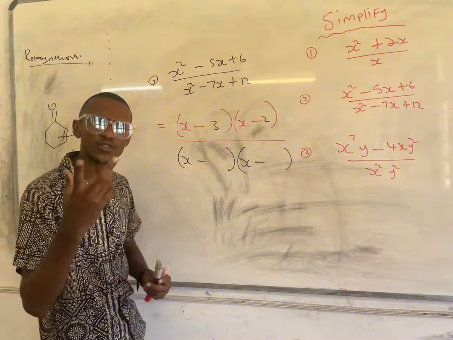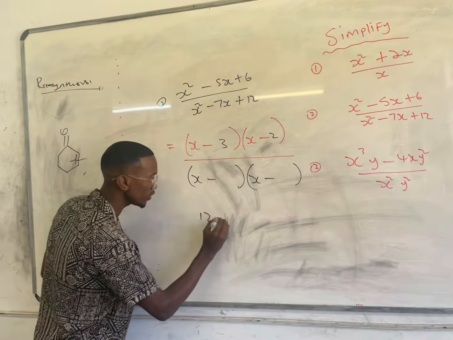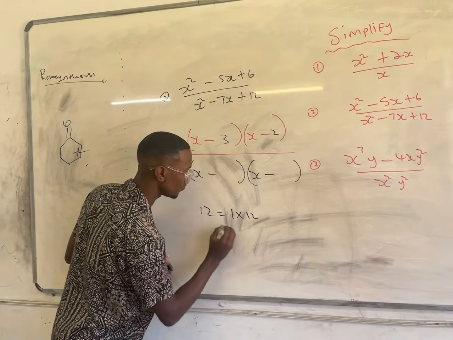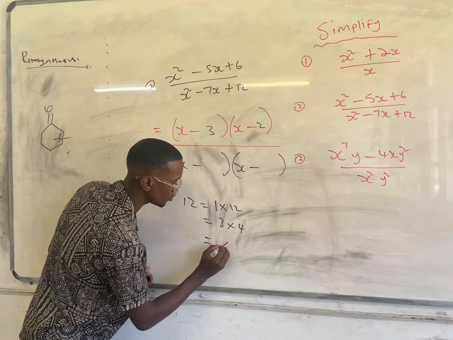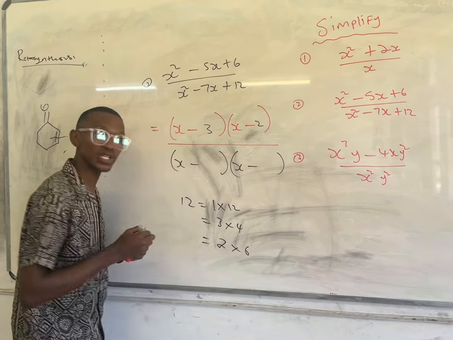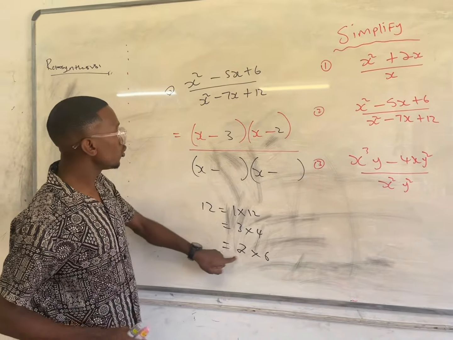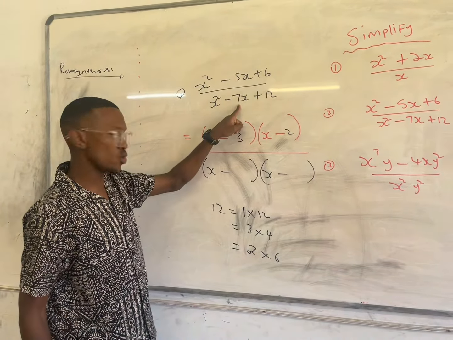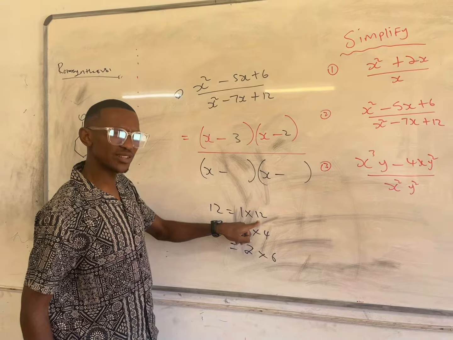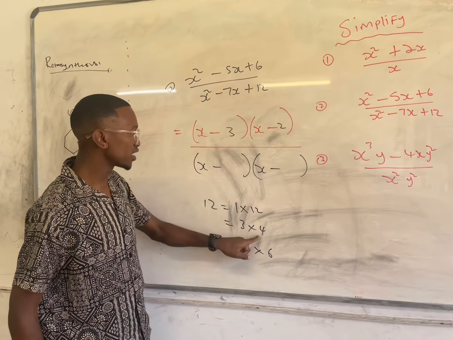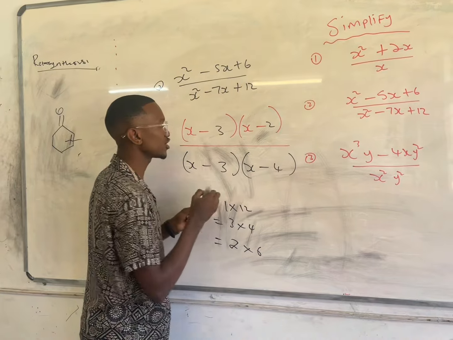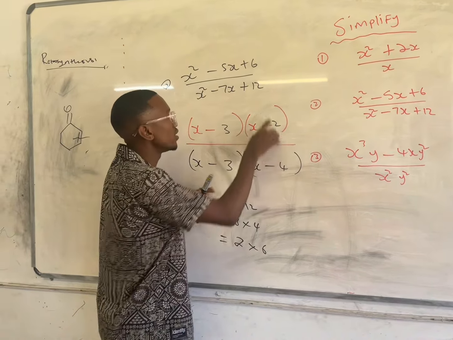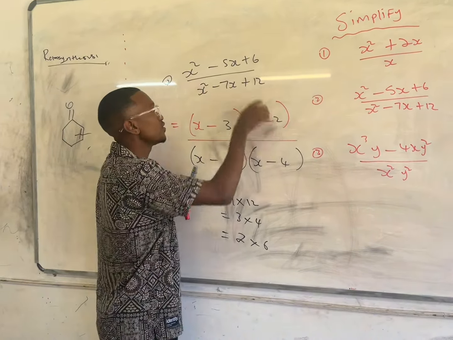Now, let's find the factors of 12. 12 equals 1 times 12, 3 times 4, and 2 times 6. Those are the factors of 12. So does 2 plus 6 give me 7? No. Does 1 plus 12 give me 7? No. Does 3 plus 4 give me 7? Yes. And check: negative times negative is positive. Negative times negative is positive.